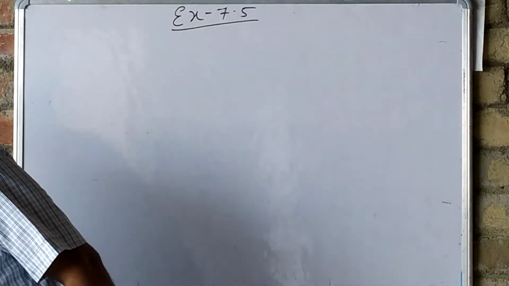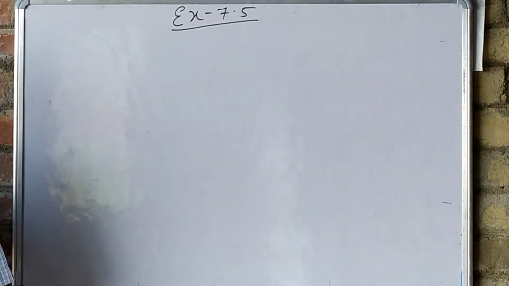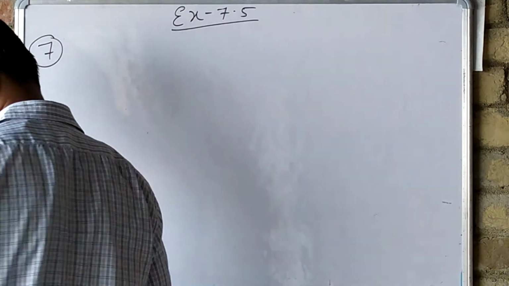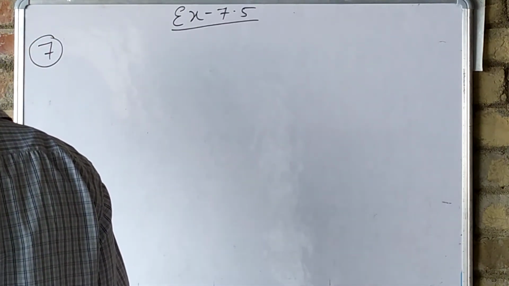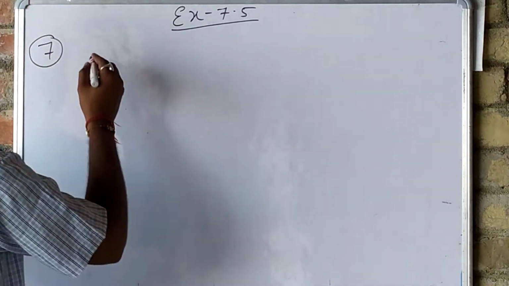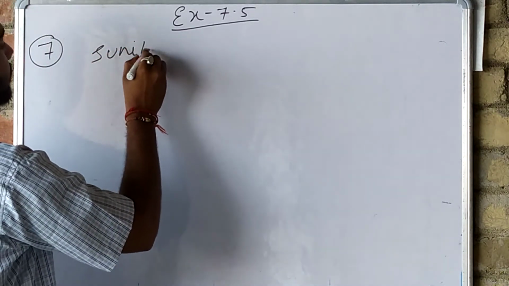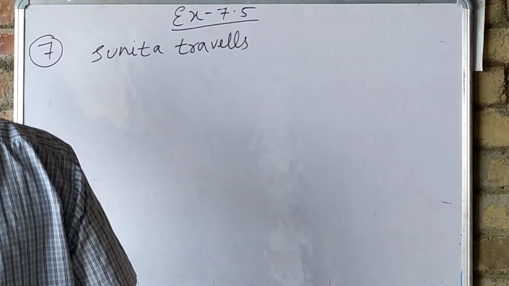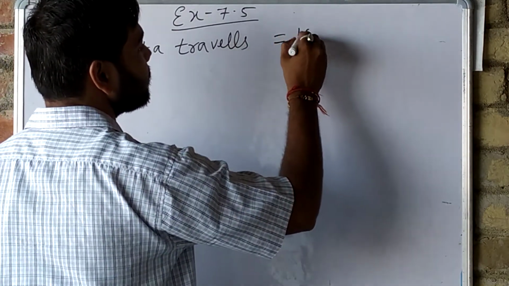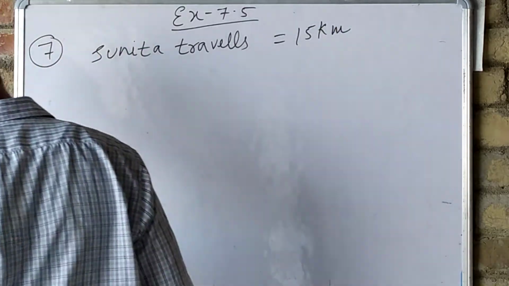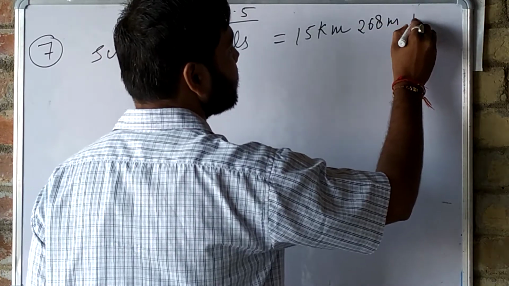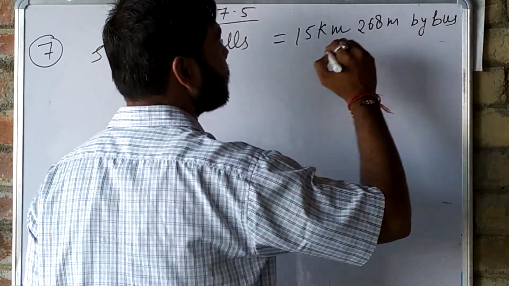Okay, now see, from question number 6 to 13 we will have word problems. Okay, so see question number 7 I am going to do. See what is written: Sunita travels 15 kilometer and 268 meter by bus. Okay.